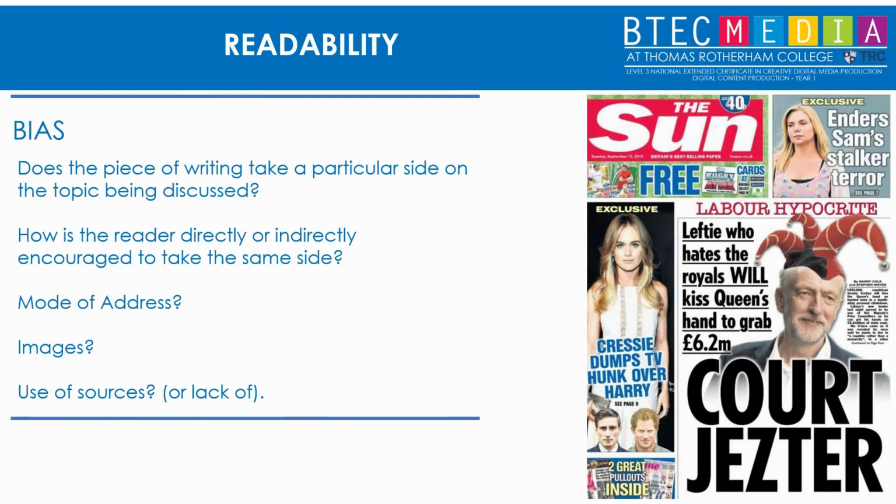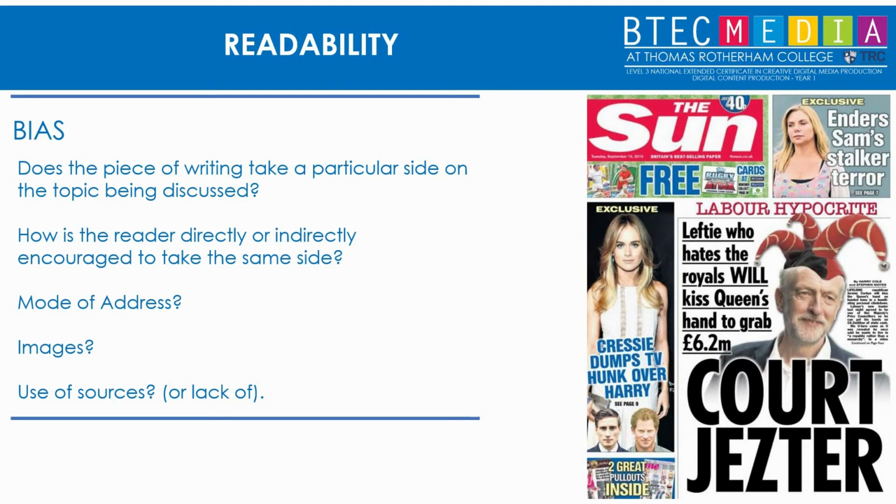Okie dokie, bias. Bias is quite an important one, okay? And it is something that we could spend a hell of a lot of time talking about with regards to newspapers. But put it simply, bias means to take a particular side, okay?